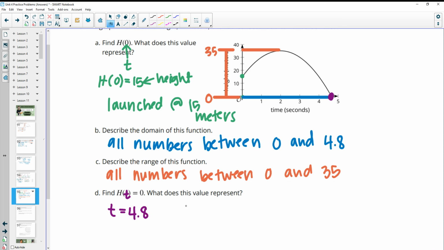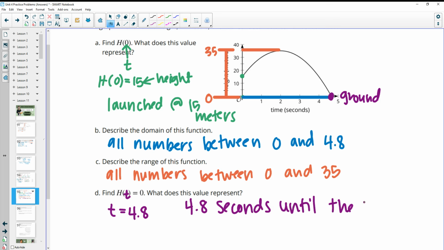And then what does that represent? So that represents how long it takes this rocket to be launched, go up into the air, and then come all the way back down and hit the ground. So 4.8 seconds until the rocket hits the ground. Or 4.8 seconds that the rocket is in flight, okay, or in the air.